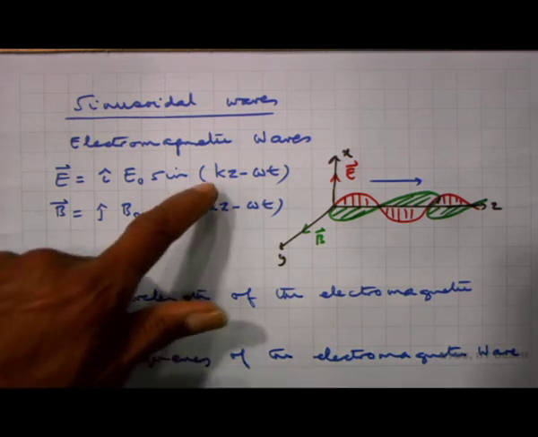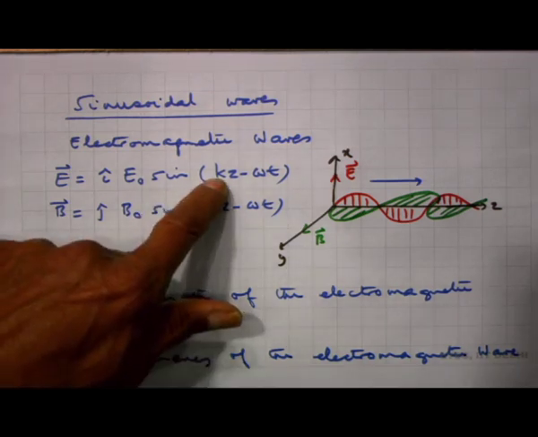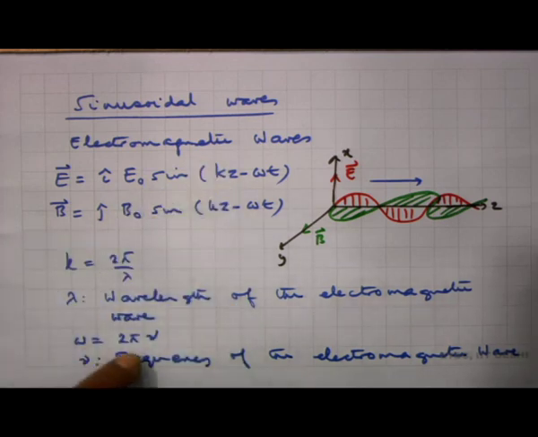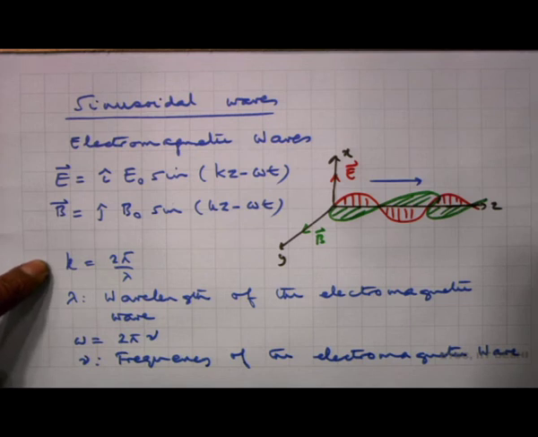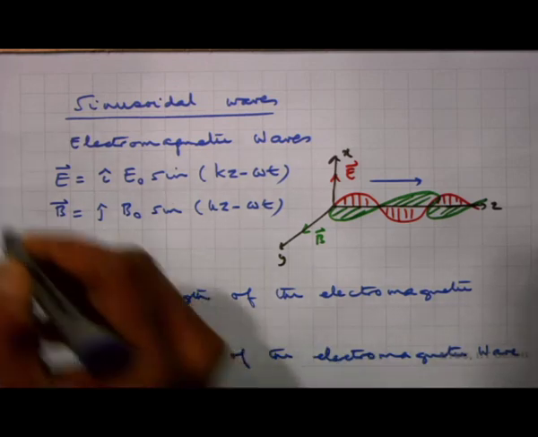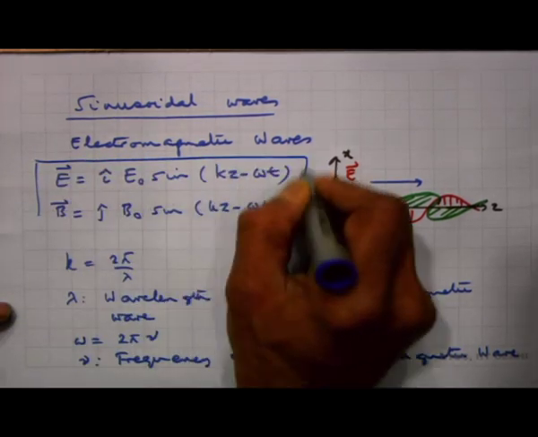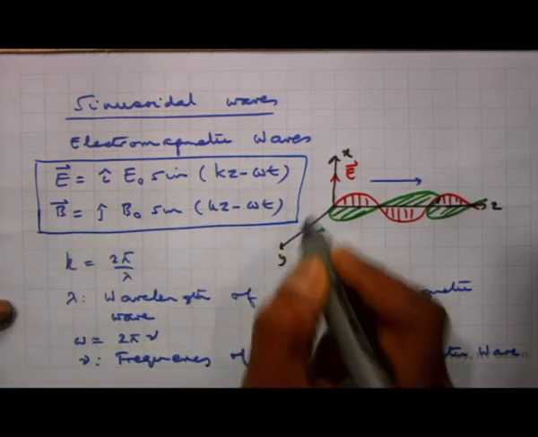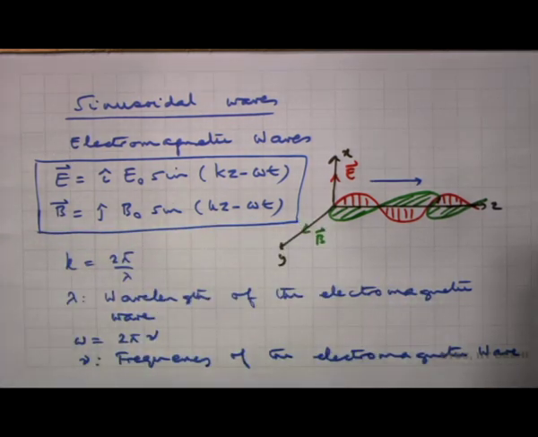So, in this, k is 2 pi by lambda, where lambda is the wavelength of the electromagnetic wave, and omega is 2 pi nu, where nu is the frequency of the electromagnetic wave. k is called the propagation constant or wave number, and omega is called the angular frequency of the electromagnetic wave. So, the electromagnetic waves are now described by these, and these are one type of solutions of electromagnetic waves. These are called sinusoidal waves, and this represents one type of wave.